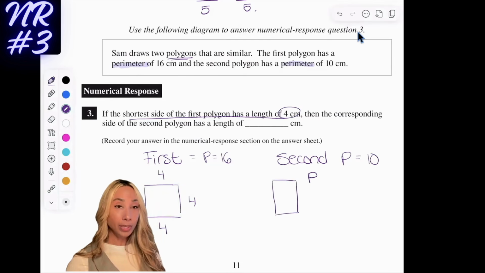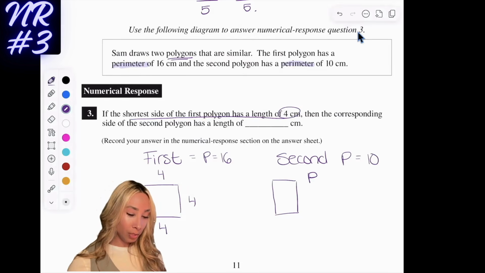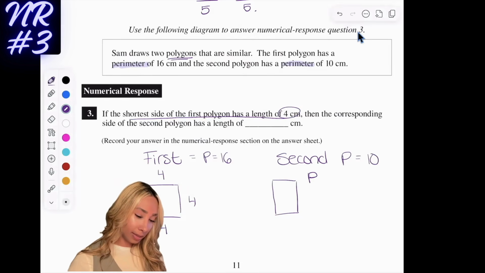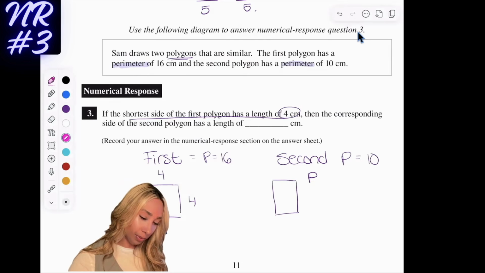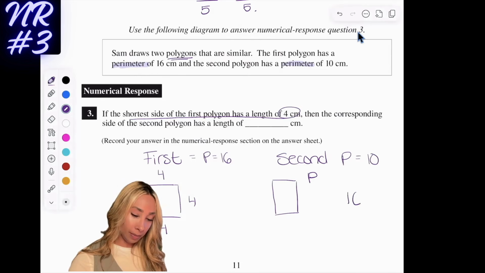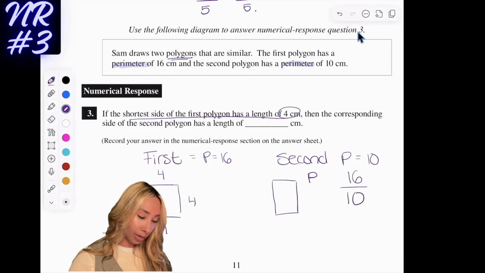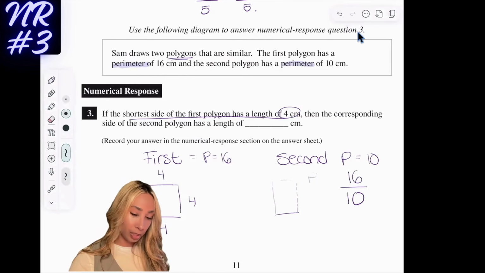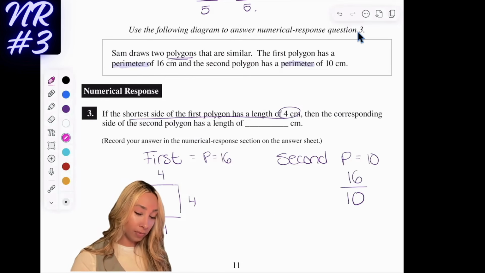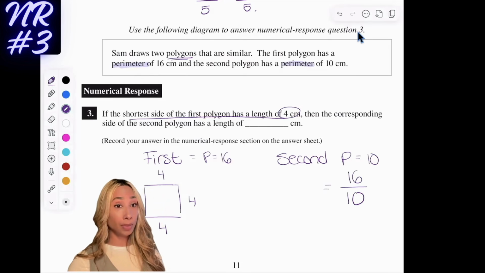Okay, so what we need to do is figure out a way to determine the scale factor or set up a ratio, and then that can help us figure out the other side. One thing I do know is that the perimeter for both is given. They said the perimeter is 10 and 16. So I'm just going to set up my ratios. If the 16 is the first one and the 10 is the second one, when I set up the second ratio, I just have to make sure everything corresponds, really similar to the question we did with the percentages.